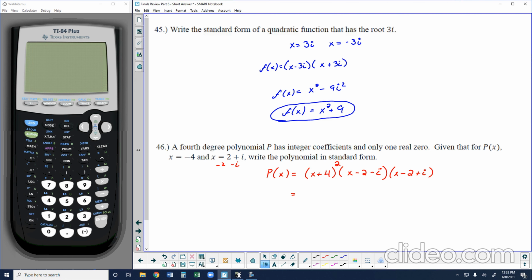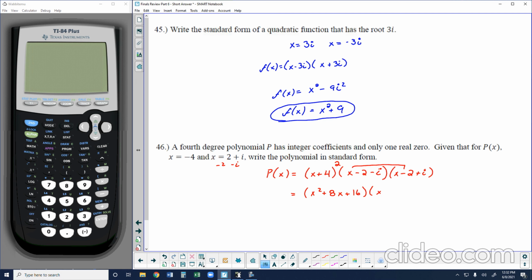Now we do have to multiply this polynomial out, so I'm going to square x plus 4, which would be x squared plus 8x plus 16: the square of the first term, then double the product of the two terms, and the square of the last term. With x minus 2 minus i and x minus 2 plus i, I do need to distribute these two. So I'm going to go ahead and do that one at a time.